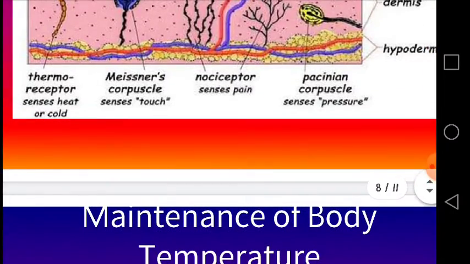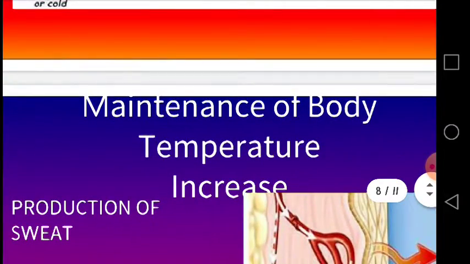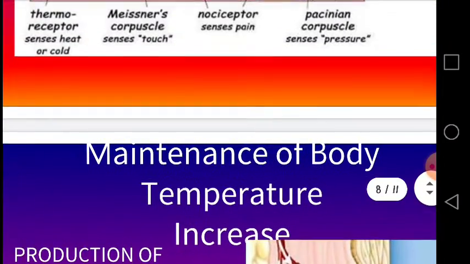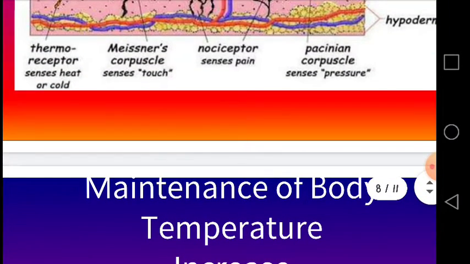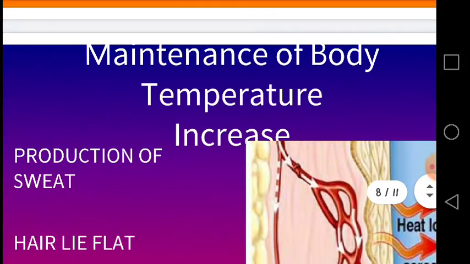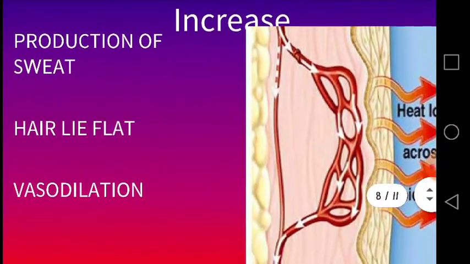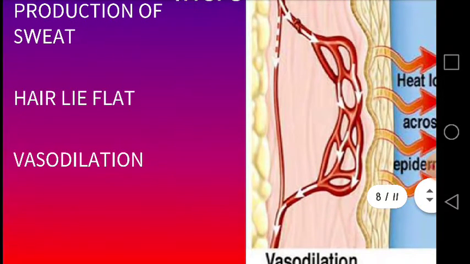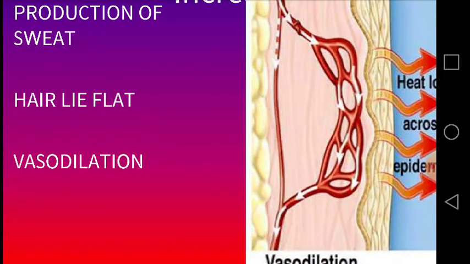After having this understanding about the skin, now we are going to understand the maintenance of body temperature by the body. There are two conditions of maintaining the body temperature. One is the increase in the body temperature. If the temperature exceeds 37 degrees centigrade, then our body shows different responses. First of all, the production of sweat.